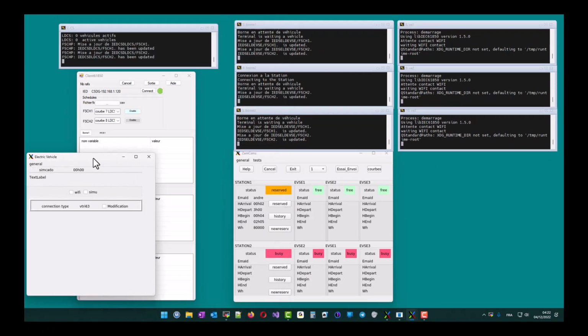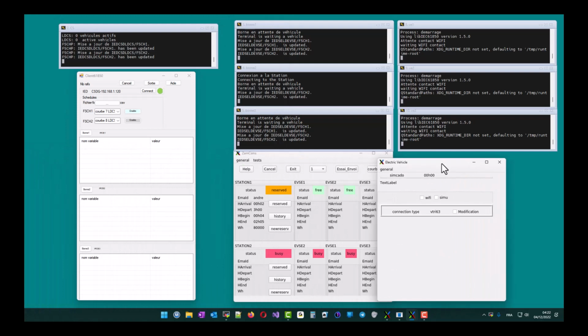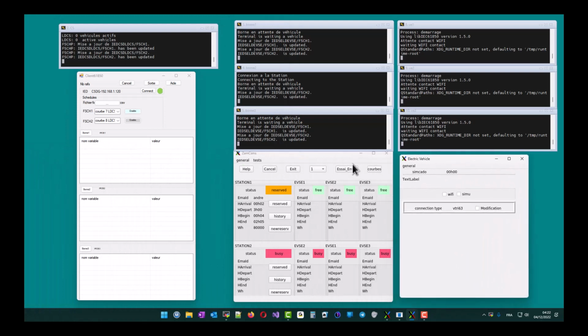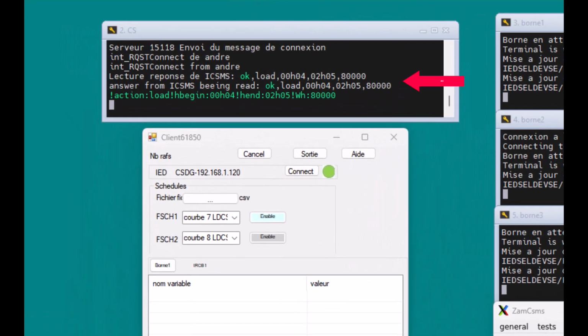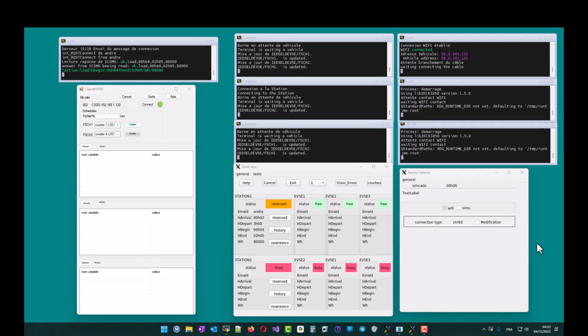A vehicle arrives on the Wi-Fi zone covered by the station and is connected to it. The station notes that this vehicle has a reservation, checks the availability of at least one EVSE, and then authorizes the connection of the cable.